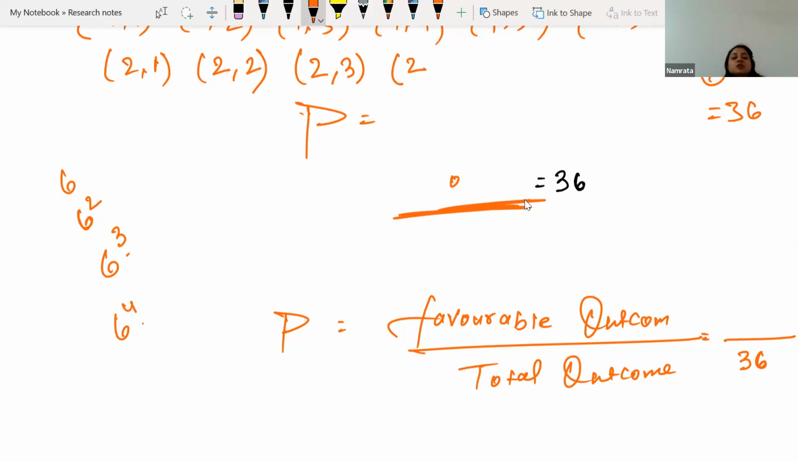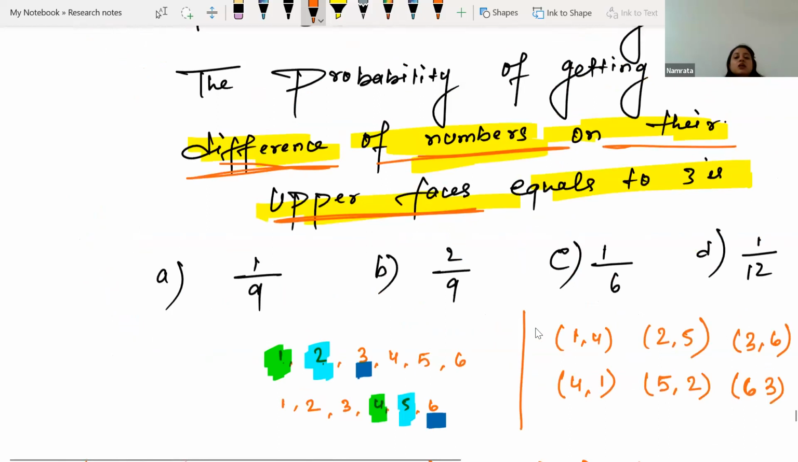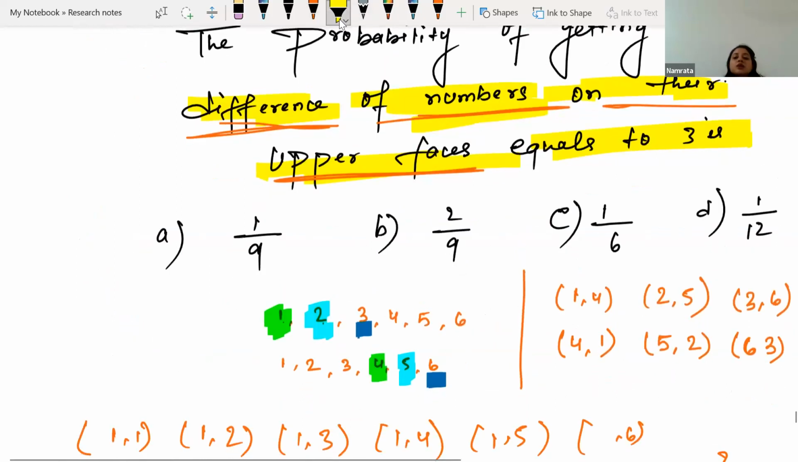So the total outcome is 36 because two dice are being thrown simultaneously. And for the favorable outcomes, we have already got 6 possible favorable outcomes where the difference is 3. All possible outcomes I have noted down. How have I noted them down? By thinking that if the first one is giving 1, then the other one must give 4. If the first one is giving 2, then the other must give 5. If the first one is giving 3, then the other must give 6. By keeping our focus on the first die, we have listed down everything.